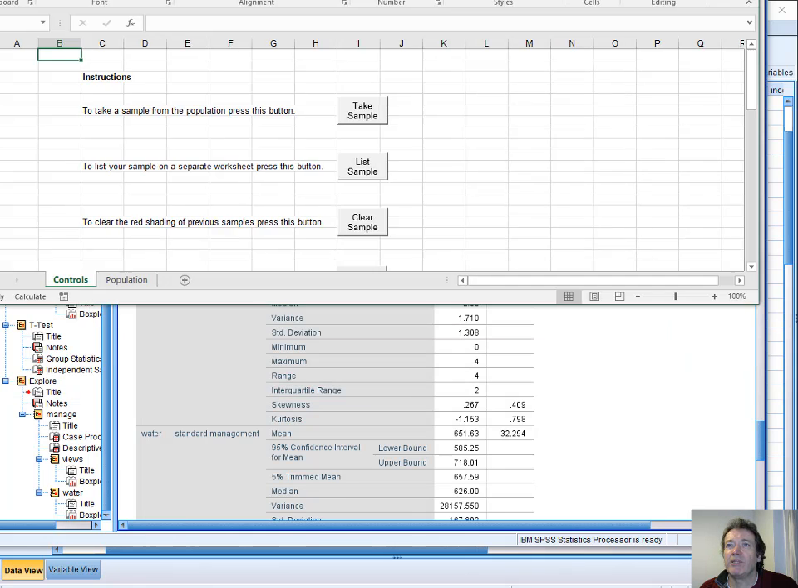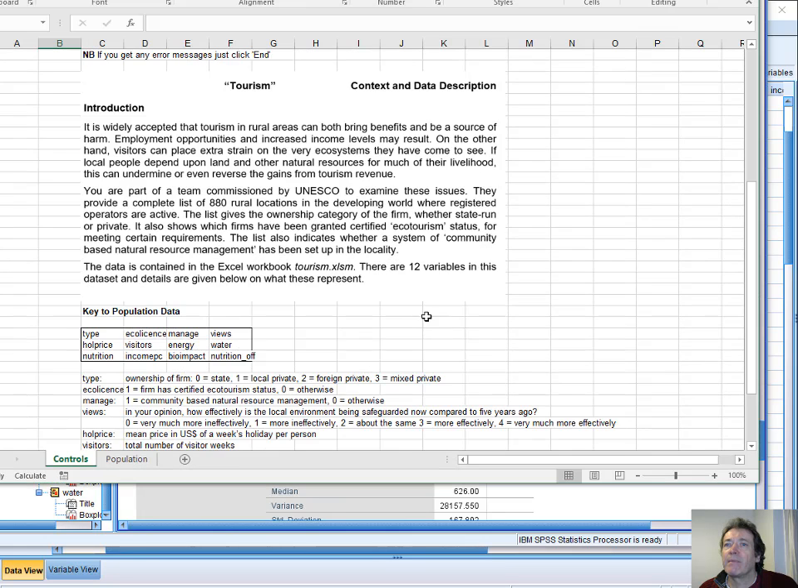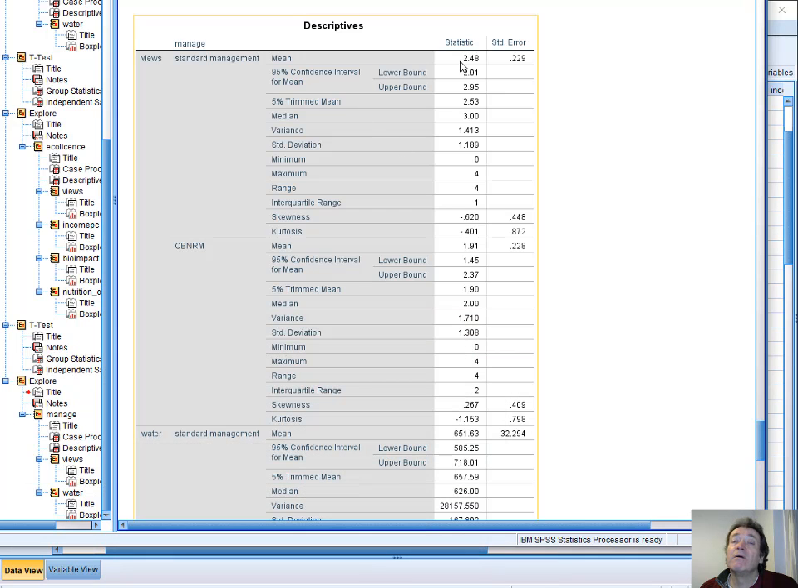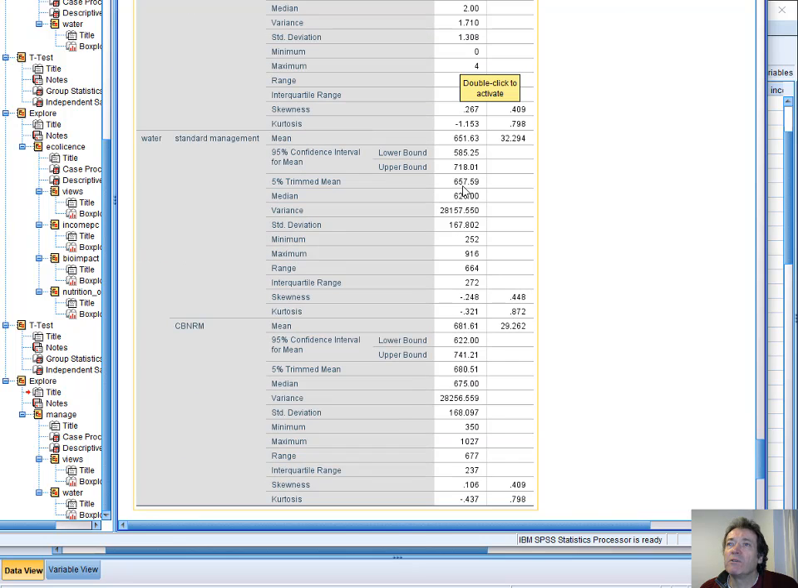Excel, here's the original spreadsheet we got the data from. Views: in your opinion, how effectively is local environment being safeguarded? 0 is much more ineffectively, 4 is much more effectively. So yes, the higher this number, the better it's being managed, they think. So this is another one which is completely the opposite of what I expected. Fine. Even by the median. So that's different.